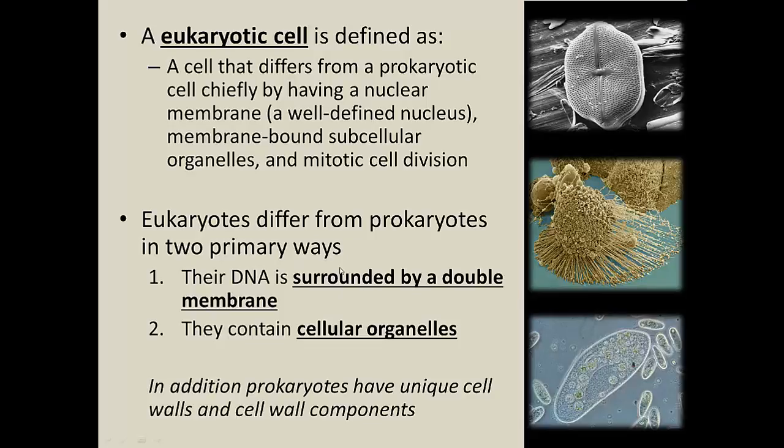which basically just means DNA surrounded by a membrane. And they contain cellular organelles. Cellular organelles are units within the cell that operate independently of each other. I'll draw a figure here in a couple slides and give you a better idea what I mean by that. So really, to summarize, these are compartments within the cell that each take on their own function. Okay.